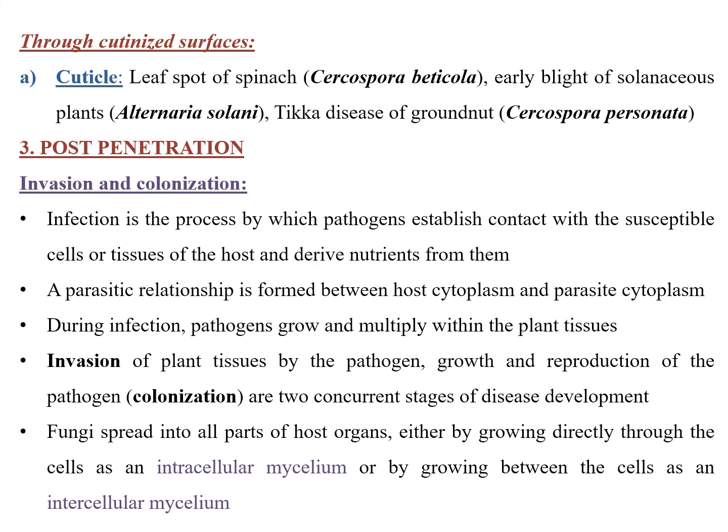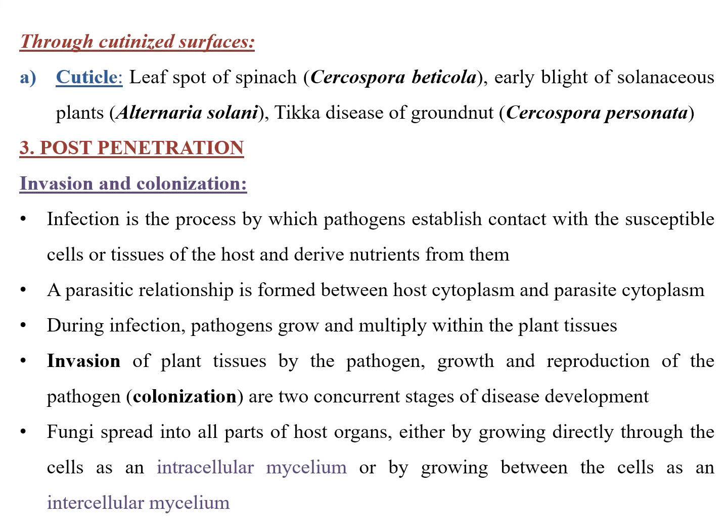Infection is a process by which a pathogen establishes contact with the susceptible cells or tissues of the host, and derives nutrients from the infected host plant. So it will establish a parasitic relationship between the host cytoplasm and parasite cytoplasm. So there will be a parasitic relationship during the invasion and colonization process.